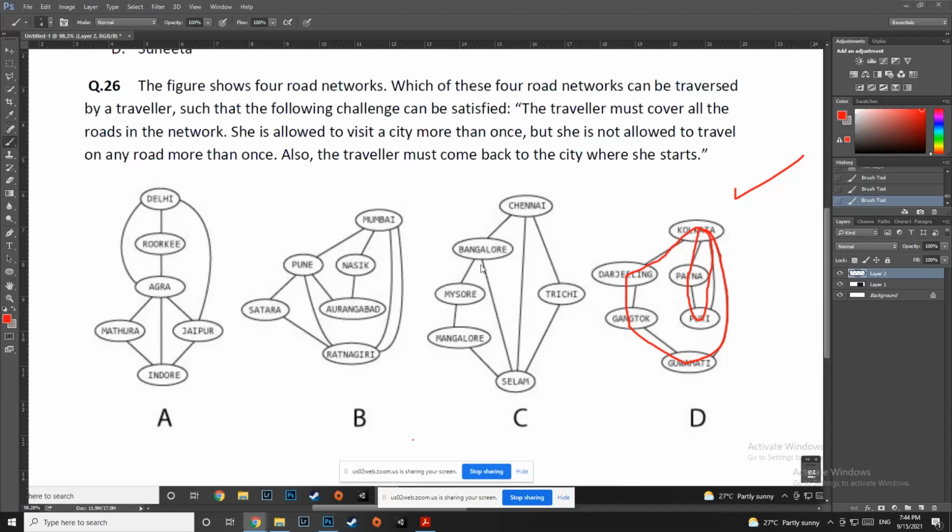What about, okay, somebody saying A. Can we do A? Let us start from Agra, or let us start from Delhi, right? We go to Jaipur, we go to Indore, we go to Mathura, we go to Agra. I don't want to go to Indore because I'll be stuck then. I go to Roorkee, Delhi, and then I get stuck again. Right. Okay. I've done this till here. It's a new path, but no, I don't think so. I don't think A can be done.